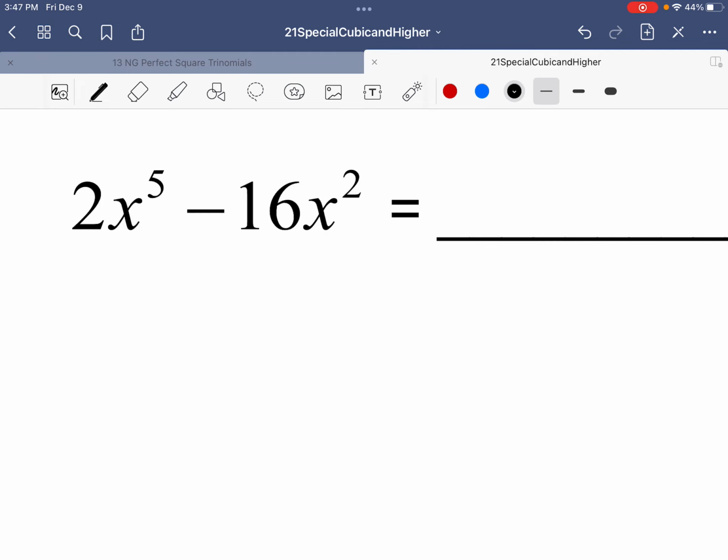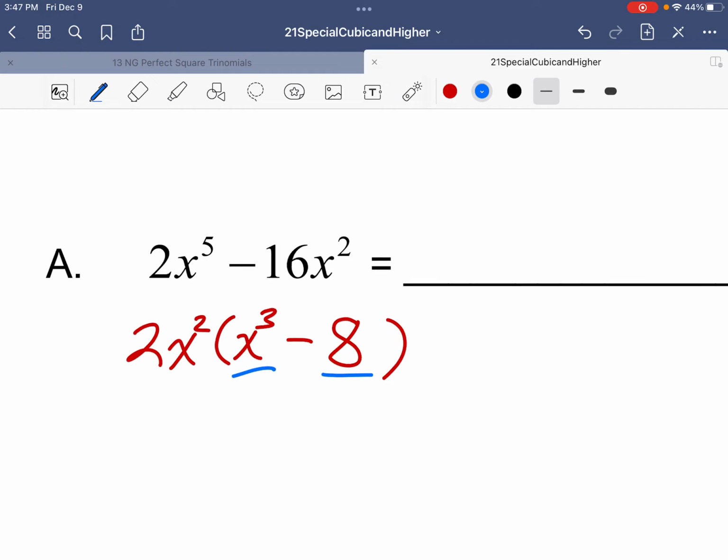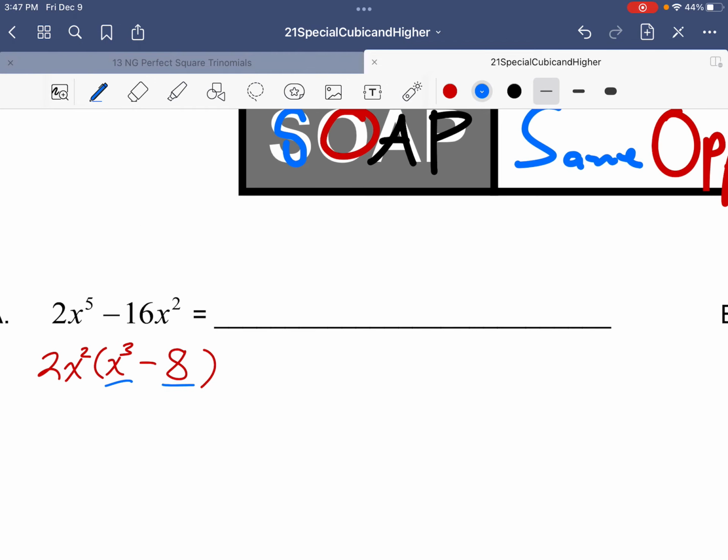What's the problem? It doesn't look like a cube, does it? That's because you have to always keep in mind that GCF. There's always a GCF that is possible for any problem. Yeah, you got to take out a 2x squared. Now look, that's going to leave you with an x cubed minus 8. Kids, these are perfect. X cubed's perfect, minus 8's perfect.